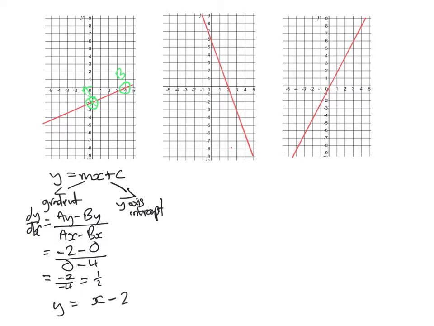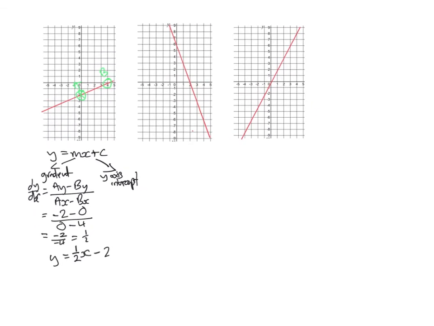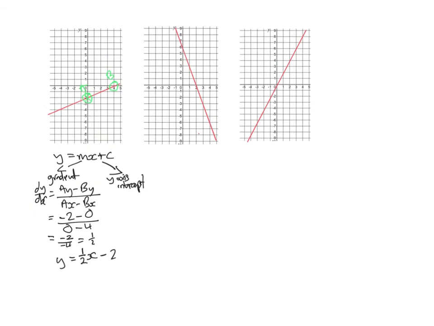m is used to represent the gradient. So where the m is in y equals mx plus c, we put a half, and there's our answer. Now sometimes in higher papers, they don't like you having a denominator or a fraction there, so we would multiply all 3 terms by the denominator, which in this case would be 2, and that would give us 2y equals x take 4. That answer and that answer are exactly the same. And that's how to do the first one.